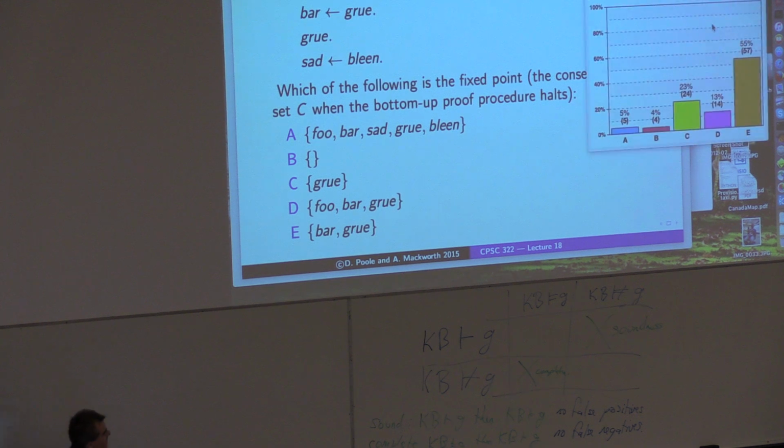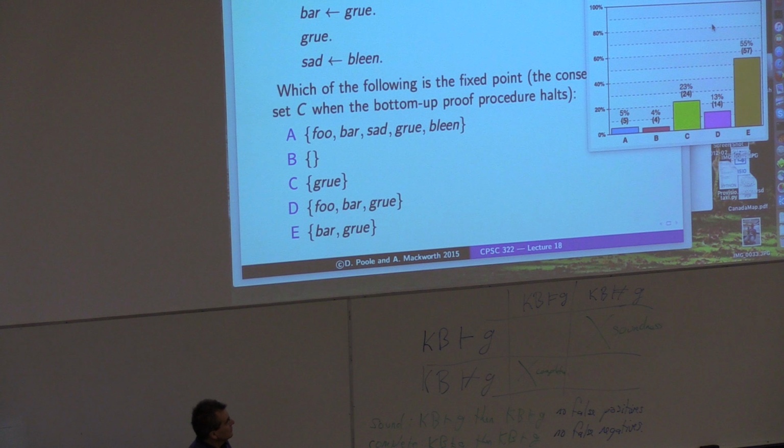Yeah, the answer is E. Some people said C. Right, C is not the answer, because although you can prove G, once you've been able to prove G, you can also prove bar. Remember the procedure said if I have a rule, first of all, I can immediately prove G, grew, so at least everyone knows that one. But the other one says if I can prove grew, then I can infer bar. So we're going to add bar to it. But then there's nothing else we can do.